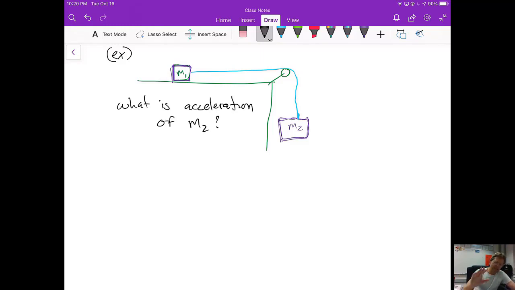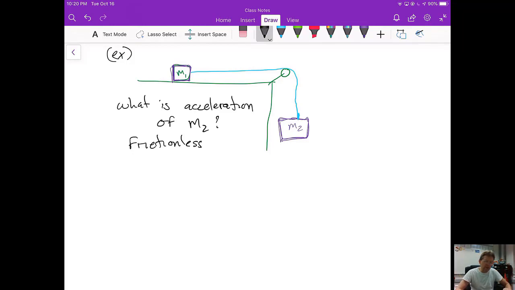Or maybe they're lowering them down. So let me set up a problem to see some interesting things. Let's just make the surface frictionless, so we don't have to worry about it. And so clearly, the person M1 is not going to be able to stop M2 because there's no friction to hold on to. But they're going to be able to slow down M2.